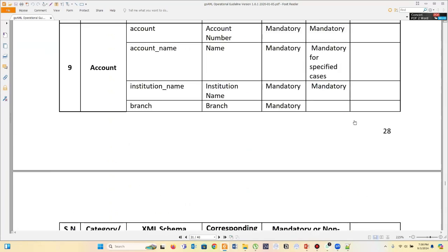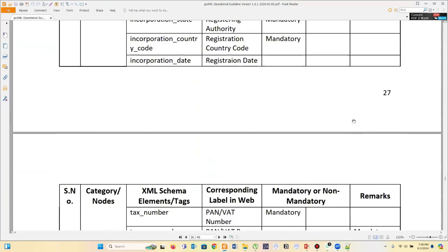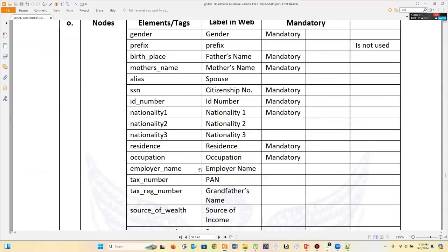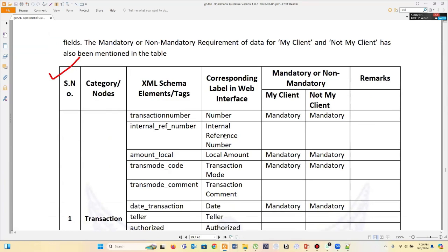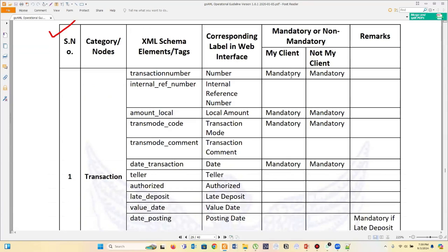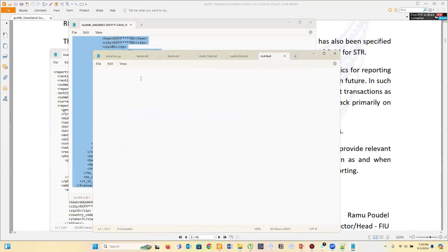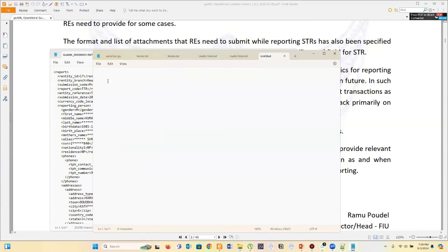These are the XML tags. Adjacent to these XML schema tags, you can see what these tags mean. All the fields which are mentioned as mandatory, you need to provide that information in the XML file. So whenever you are reporting an XML transaction, you have to consider these things.